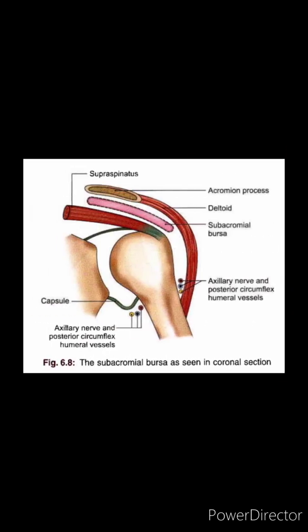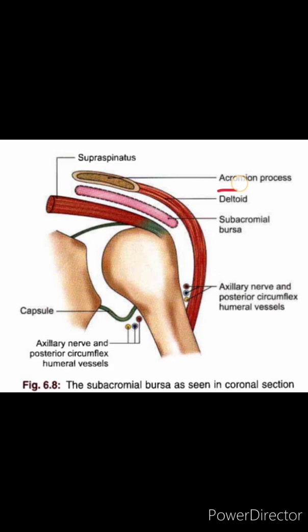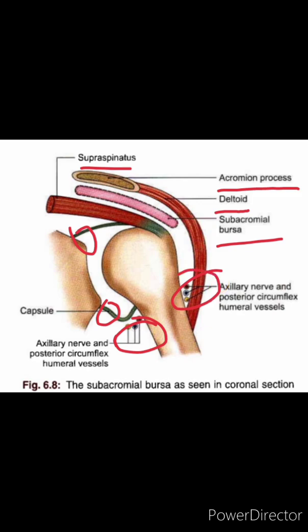Now let's see the subacromial bursa in coronal section. So here we can see the subacromial bursa in coronal section. This one is the acromion process. This one is the deltoid muscle. Below the acromion process there is the subacromial bursa. Below the subacromial bursa there is the supraspinatus muscle. And these are the capsules of the shoulder joint. And here are the axillary nerve and posterior circumflex humeral vessels.